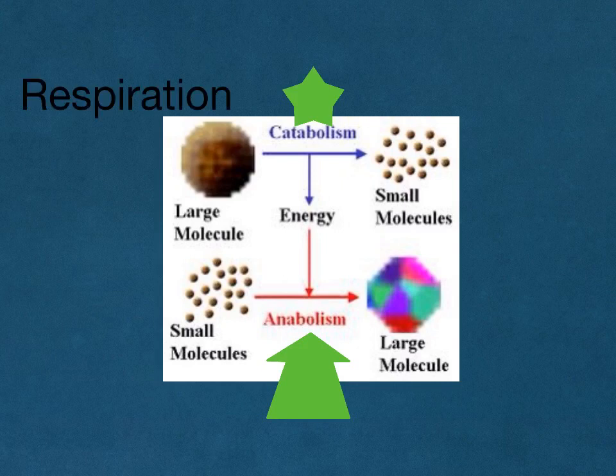Some examples of these are, in catabolism, respiration, in which large molecules of sugar are broken down into carbons used for producing ATP. On the other hand, we have photosynthesis as an example of anabolism, in which small molecules of carbons are joined or grouped together to form big molecules of sugar.